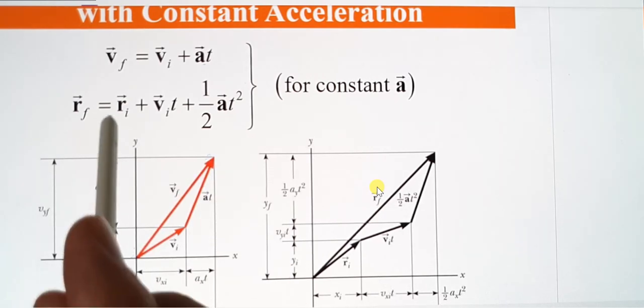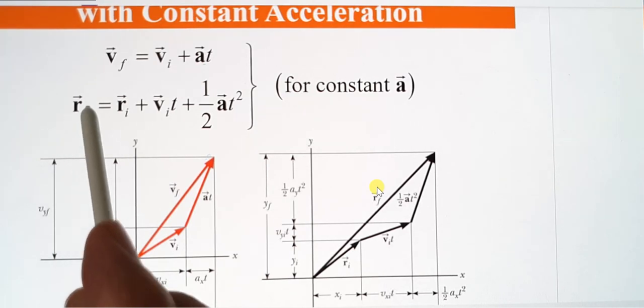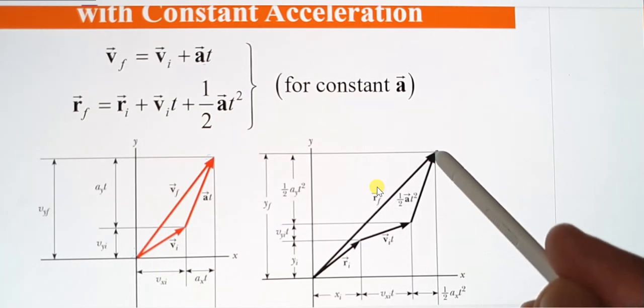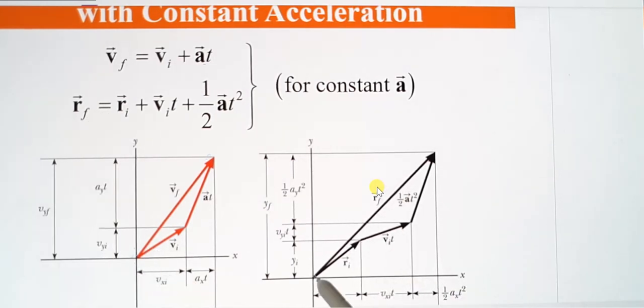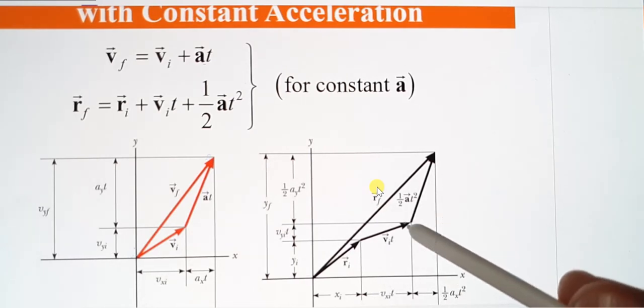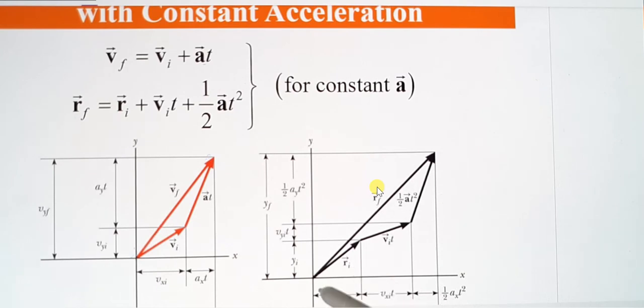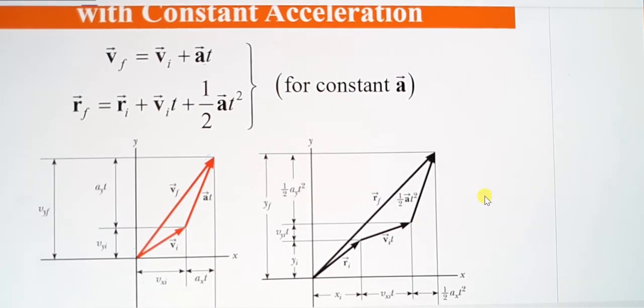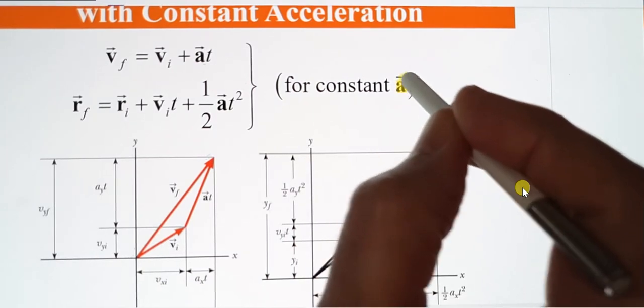And in the second situation, this is R final, from the first tail to the last head. R final is equal to R initial, this is R initial, plus V initial multiplied by T, this is V initial multiplied by T, and this is half AT squared. Three vectors. We add them head to tail, and the final result is from the first tail to the last head, R final. And of course, we assume constant acceleration.